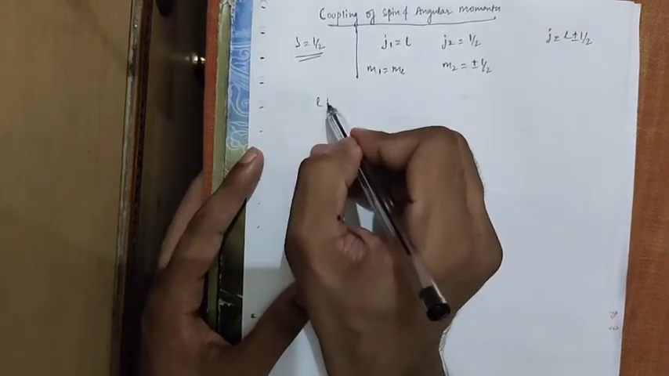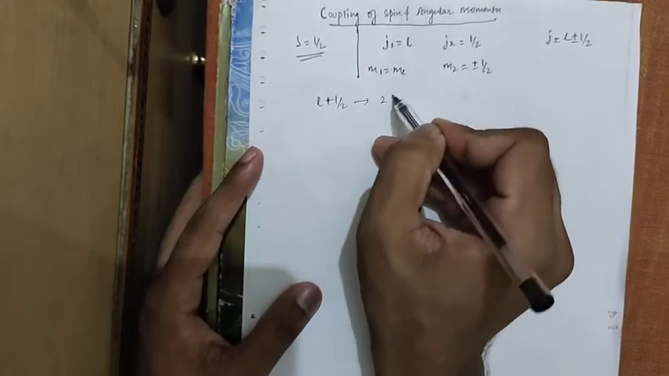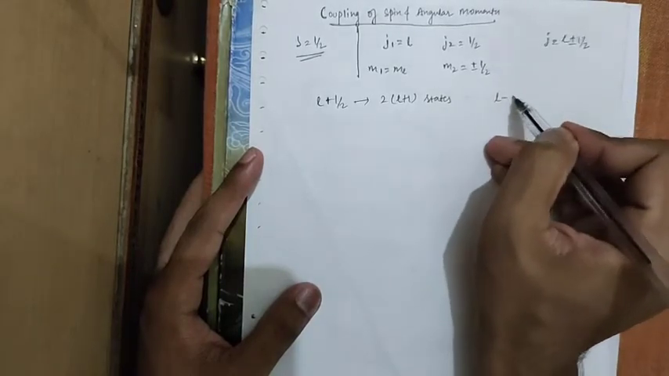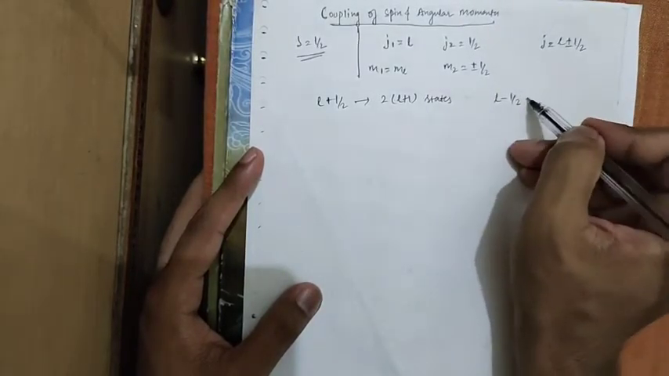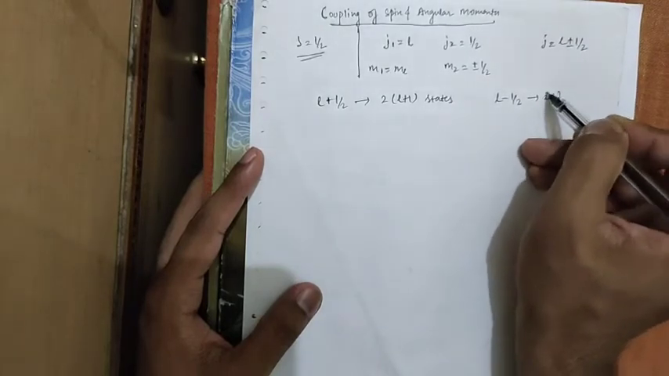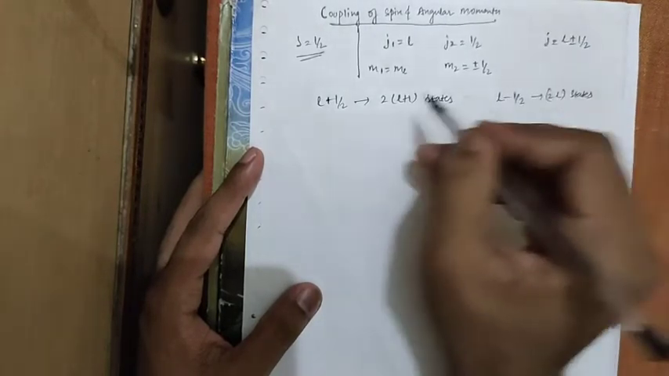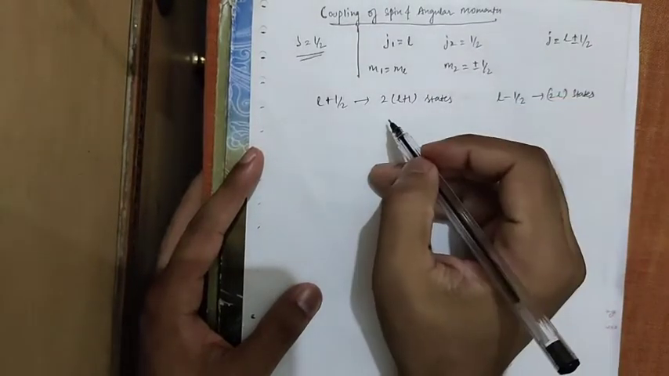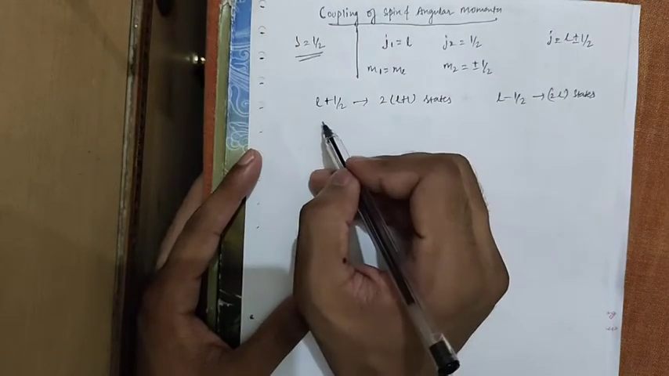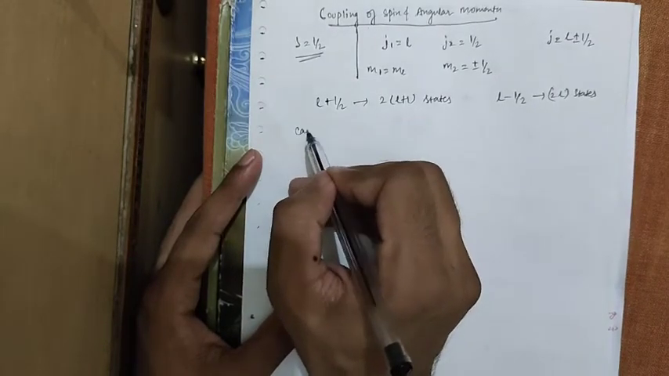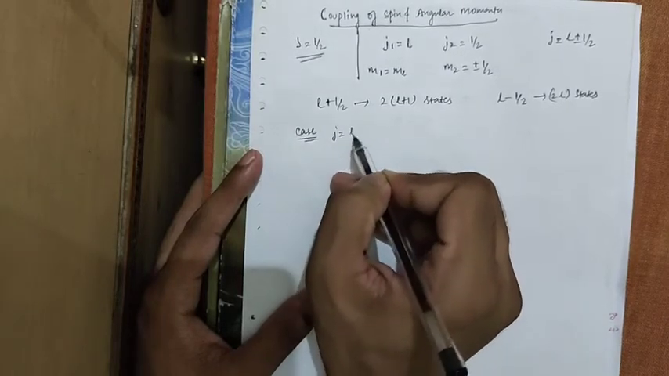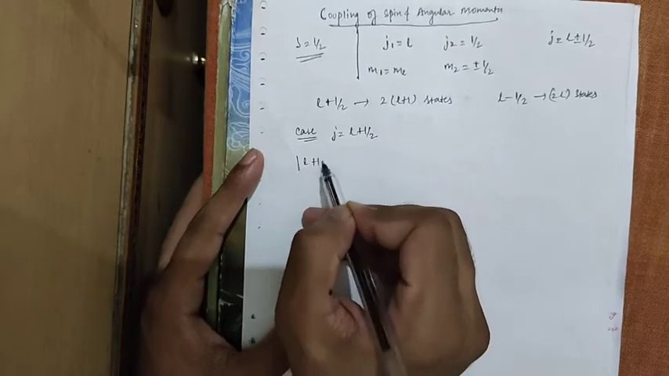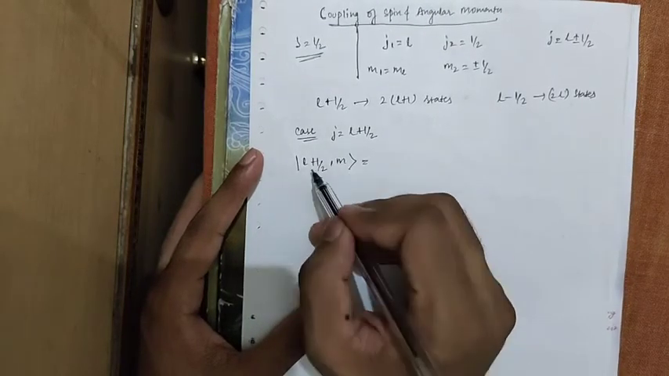Now for L plus half, we have 2L plus 1 states, and for L minus half we have 2L states. This can easily be interpreted by the 2j plus 1 formula. So we will discuss two cases. First case, when j is equal to L plus half, we can write them as L plus half, m.